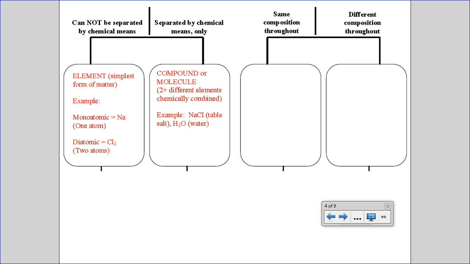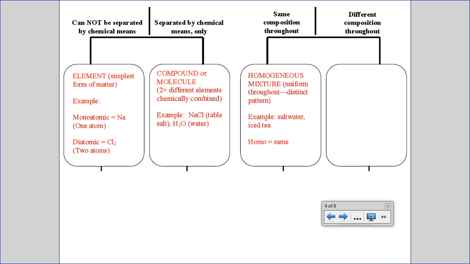On the right-hand side of your flow chart, again, we go to the things that can be separated. Things that look like they have the same composition all the way through, we call a homogeneous mixture. Homogeneous means uniform throughout, with a distinct pattern. An example would be salt water or iced tea. You know there is something that's been mixed in with the water to make it salty or sweet, but you can't actually see those particles.